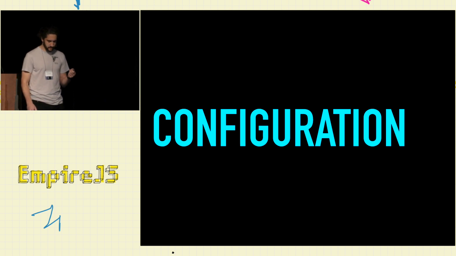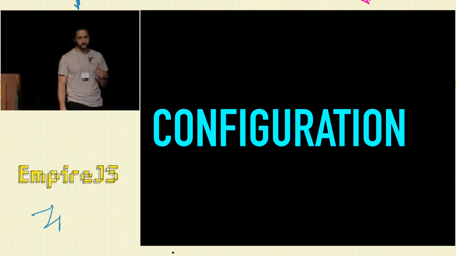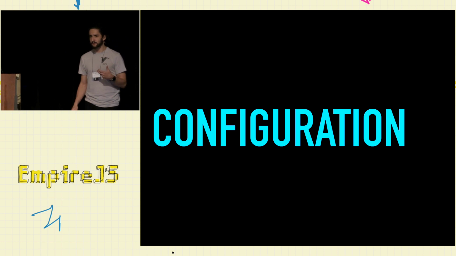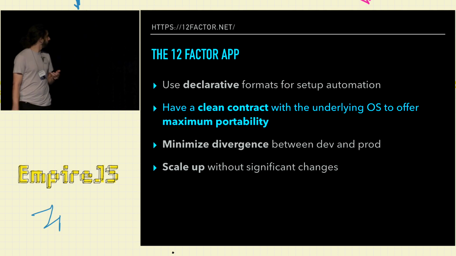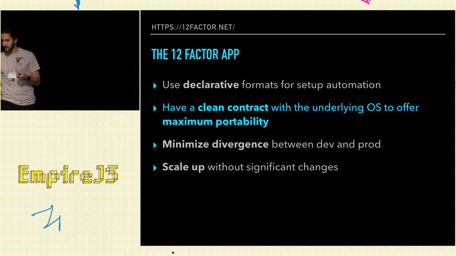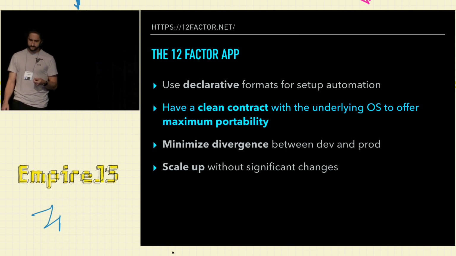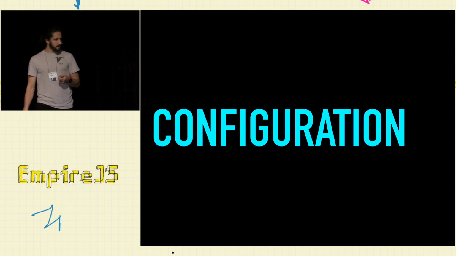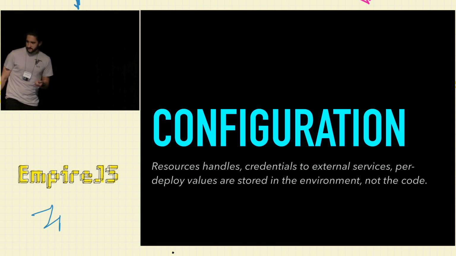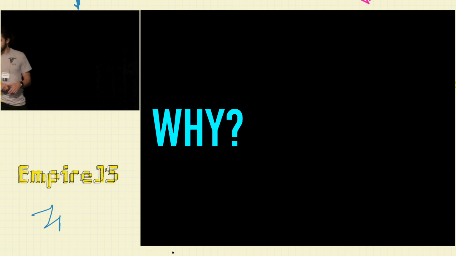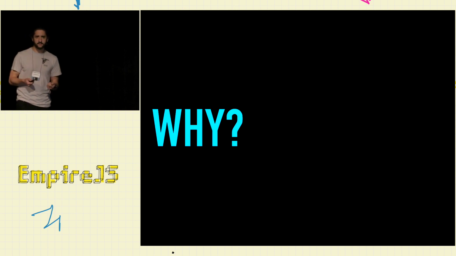So those were the first two guiding principles, and what I want to do now is look at a couple factors and see how they can contribute to the final two, which are minimizing the divergence between dev and prod and being able to scale our application. The first of which is configuration. The configuration factor states that resource handles, credentials to external services, per deploy values, and the like are stored in an environment file rather than the code base itself.